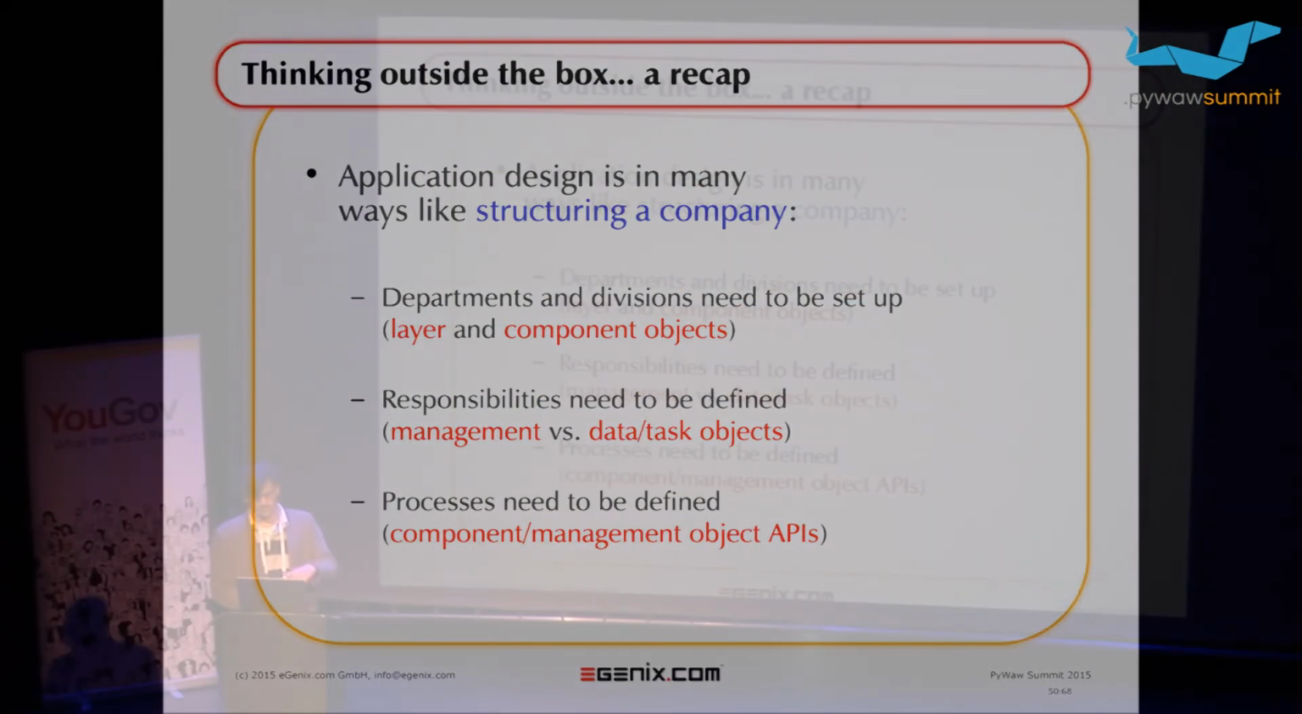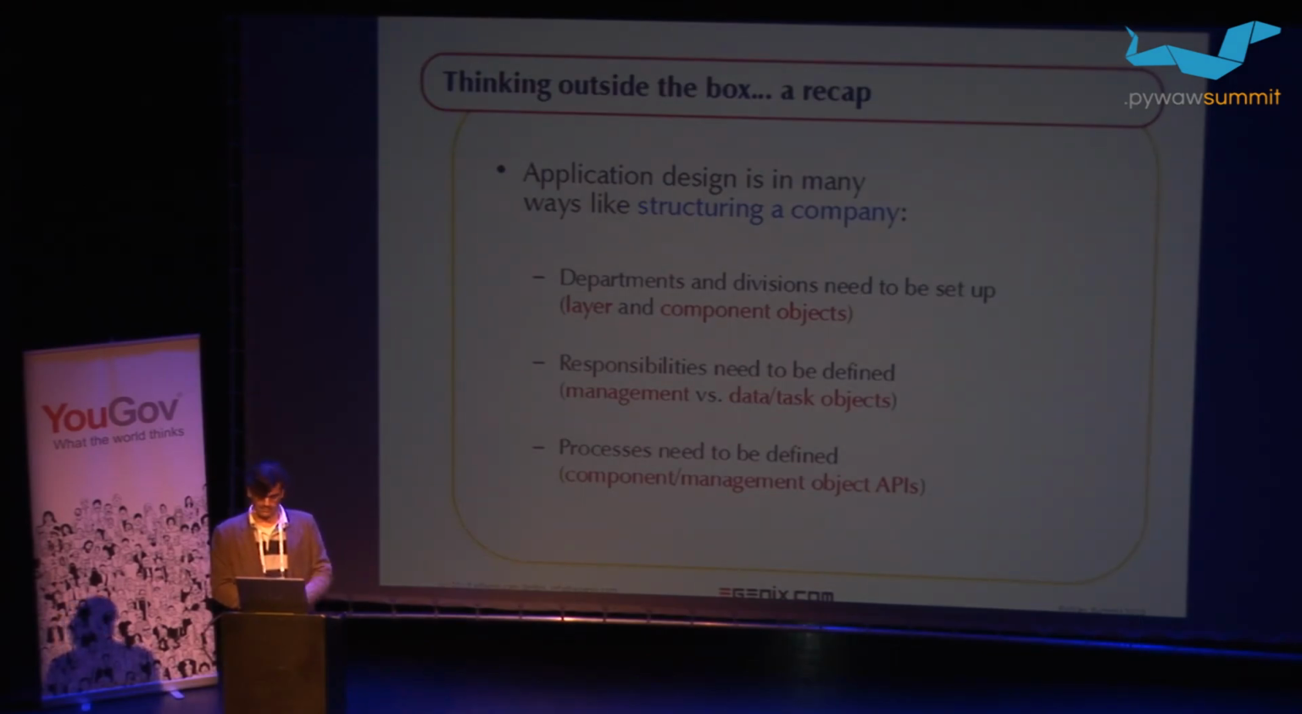So let's get back to the outside world, looking at structuring a company. How would you map these ideas to structuring a company? You have layer and component objects. Those are your departments and divisions. You have responsibilities that need to be defined. So you have your management objects and data and task objects, the folders that you pass around in the company, or the emails that you send around, or documents. And you have processes defined in your company. The processes are basically defined in that design using the APIs that you provide. So you tell your divisions or departments to use certain APIs, certain interactions with them, to get certain things done.